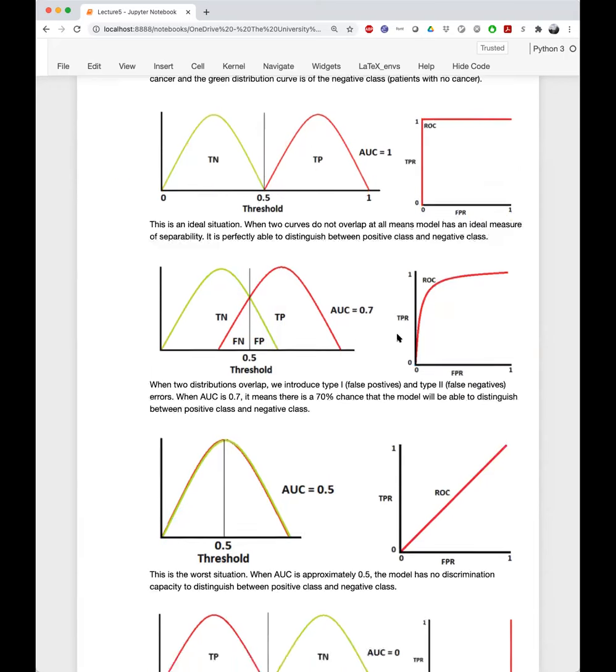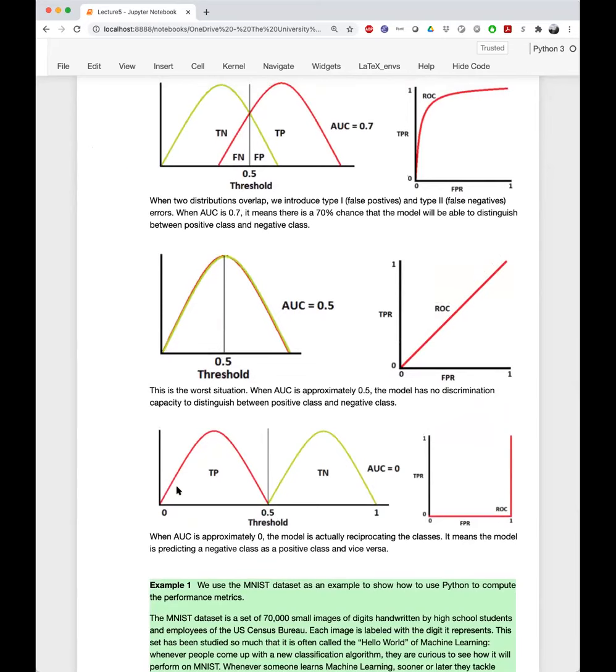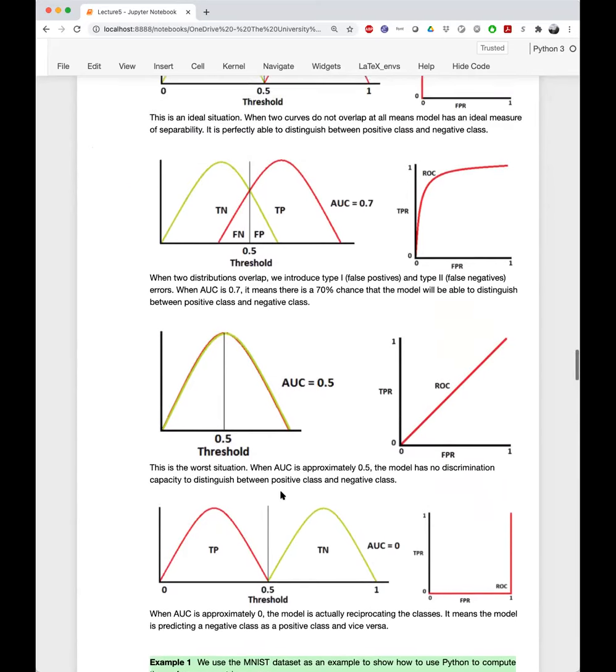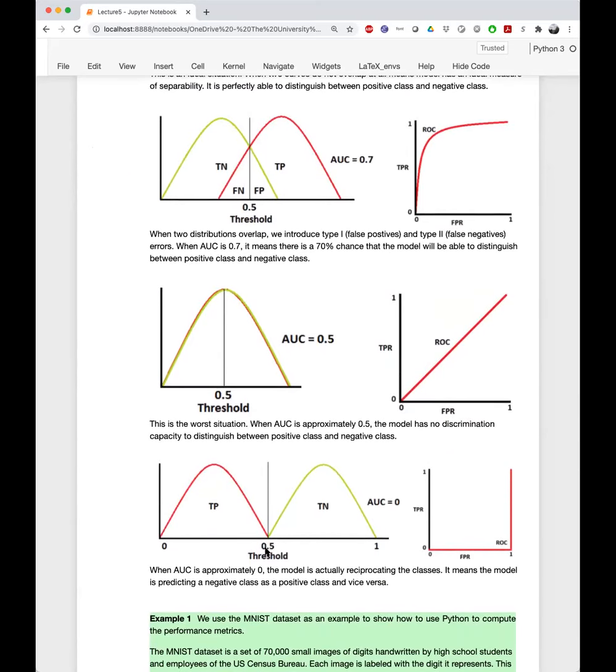The case is where you have a model that predicts positive cases to be negative, and predicts negative cases to be positive. So this model is actually reciprocating the classes. In this case, let's go through this process again.